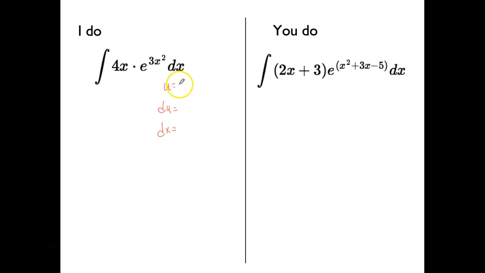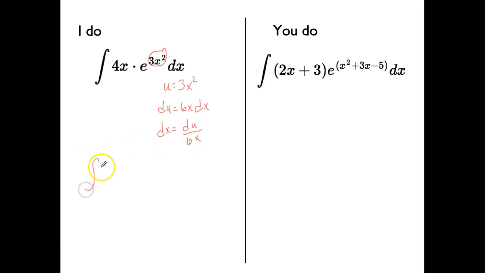So first thing here, what is u? Whatever the exponent is, that's the u. So 3x squared is my u. The derivative of that is going to be 6x dx. Now we're going to solve for dx, which would make this du over 6x. Now we substitute in.